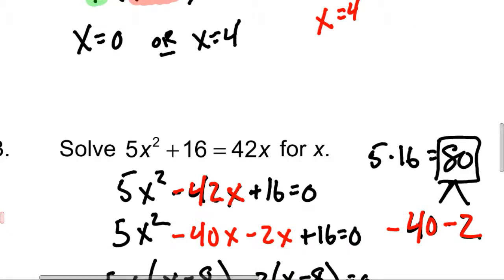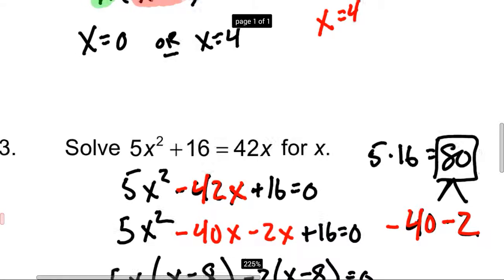Another quadratic here for number 3. We've got a nice positive coefficient on the x squared term. Now you notice it doesn't equal 0 right off the bat, so I have to subtract negative 42x from the right and from the left side. Then I write it in descending order: our squared term, then our x to the first term, and then our x to the 0 term. Now it's equal to 0.